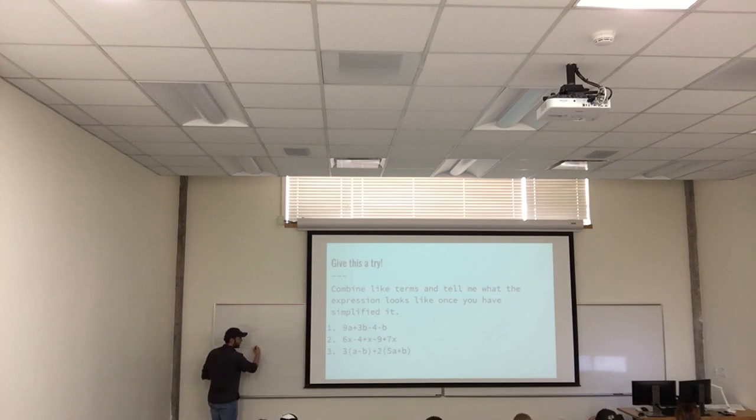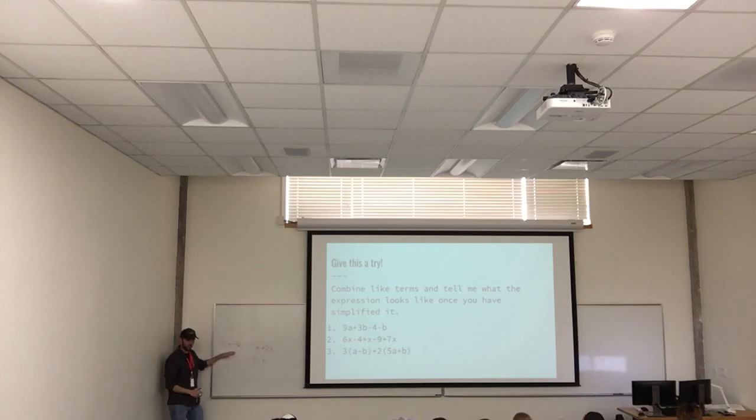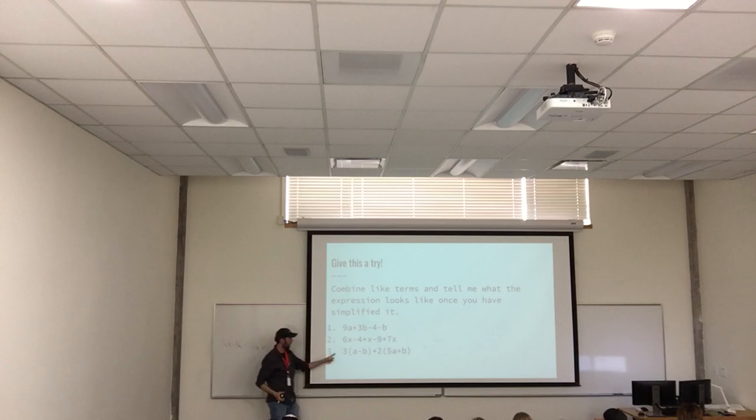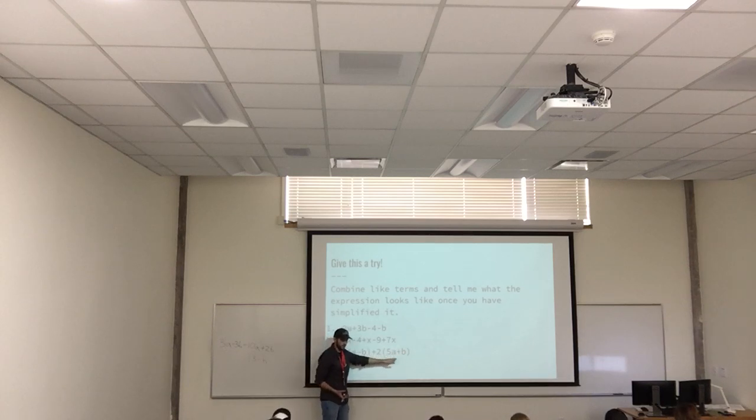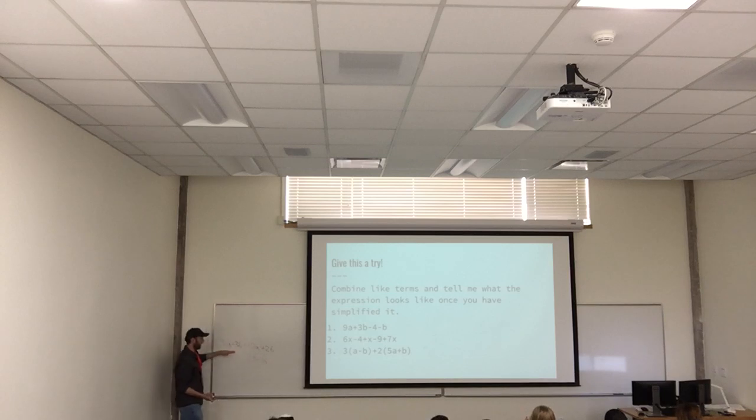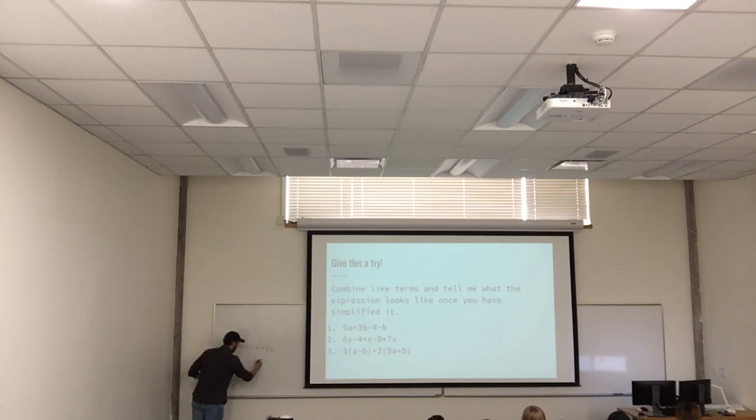plus 10a plus 2b. Does that make sense to everybody how we're getting to here? That we're just doing the distributive property. 3 times 1a is 3a. 3 times negative 1b is negative 3b. Plus 2 times 5a, 10a. And 2 times b is 2b. So that's what we got right here. And then combining the like terms, we have 3a plus 10a, which is 13a. And then negative 3b plus 2b, which is negative b.